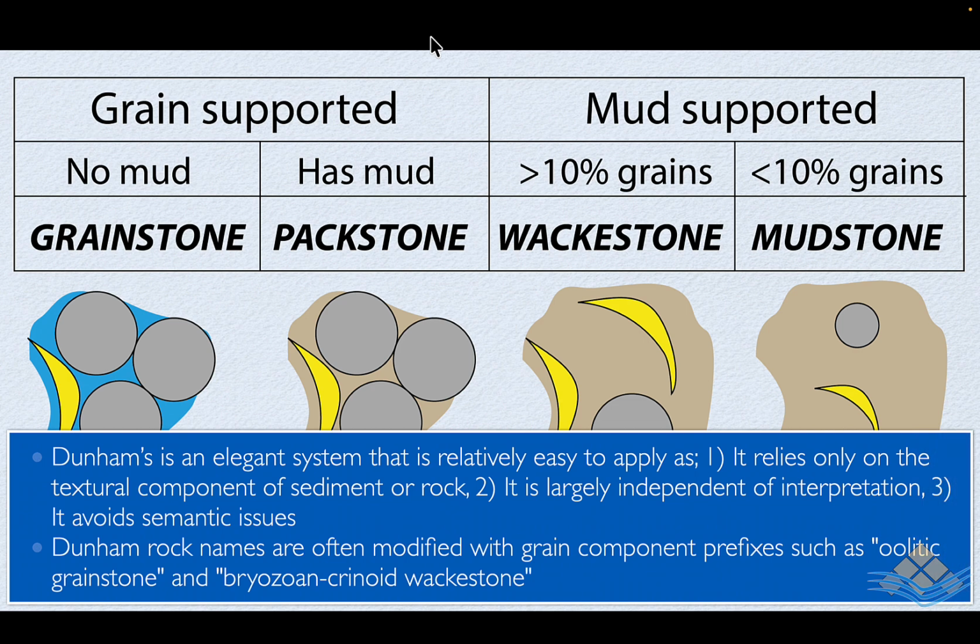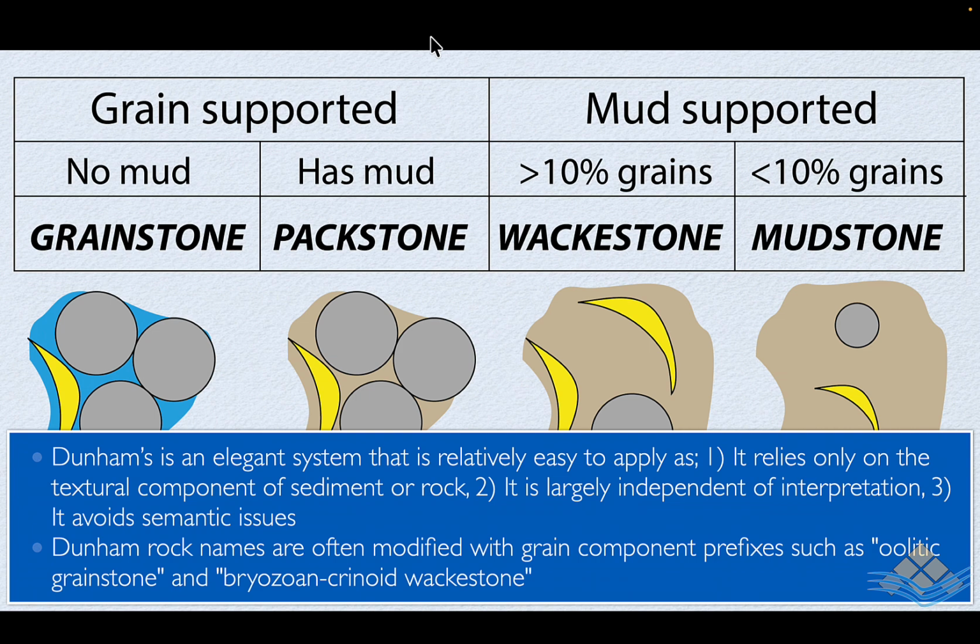This is quite an easy to apply, rather elegant system, easy to use both in the modern and the ancient, as it relies only on the textural components of the sediment and the rock. We don't need a microscope per se. We're not differentiating spar from non-spar. It's largely independent of interpretation, and it largely avoids a lot of the semantic issues that can come into play with diagenesis when we look at ancient rocks.